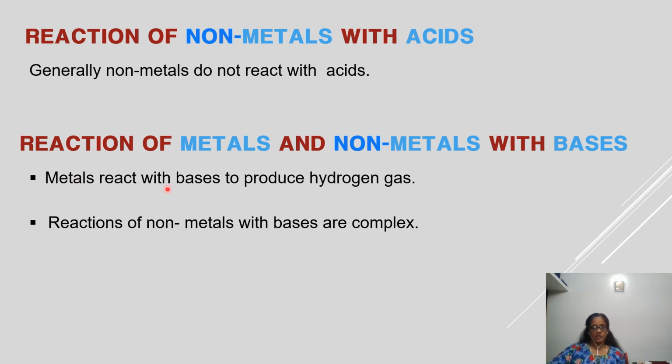Metals react with bases to produce hydrogen gas. We studied that metals react with acid to form salt and hydrogen gas. Here also the same thing: metals react with bases to produce hydrogen gas. But not all metals react with bases, and not all bases react with metals. That is another thing. But generally you can say: metals react with bases to produce hydrogen gas.